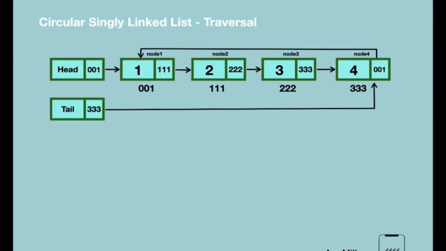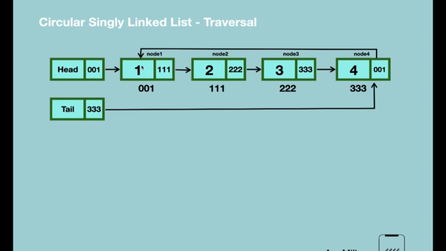Hi there. In this video, we will talk about how to traverse a given circular single linked list. It's basically the same as single linked list. There is no difference at all. We first start with the first node and bring out its value and keep continuing and print each value until we reach the last node.